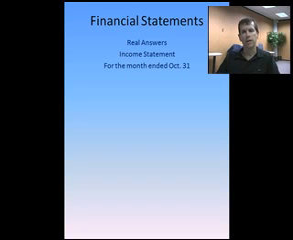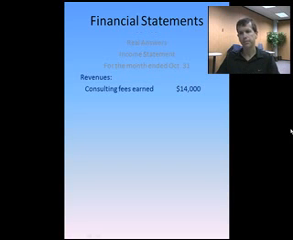First thing that goes on an income statement is revenues. And so you start off, in this case, our only revenues, as you look in the exercise, our only revenues is consulting fees earned. So we start off with a section called revenues, and then the specific name of the revenue, consulting fees earned, $14,000.